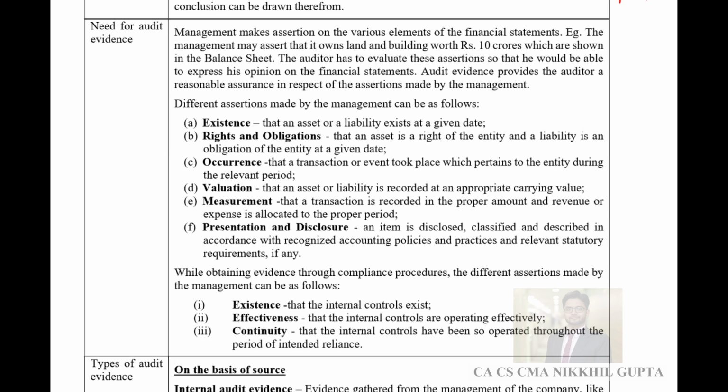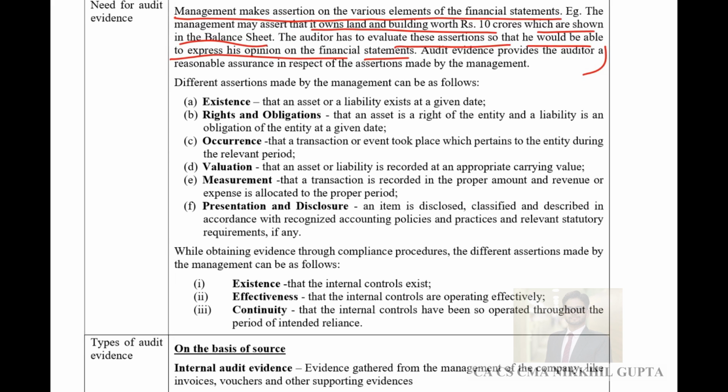So the first important part is that management makes assertions on various elements of financial statements. For example, the management may assert that it owns land and building worth 10 crore which are shown in the balance sheet. The auditor has to evaluate these assertions so that he would be able to express his opinion on the financial statements. Audit evidence provides the auditor a reasonable assurance in respect of assertions made by the management. So whatever management is asserting, meaning claiming, evidence will prove the claims of the management.